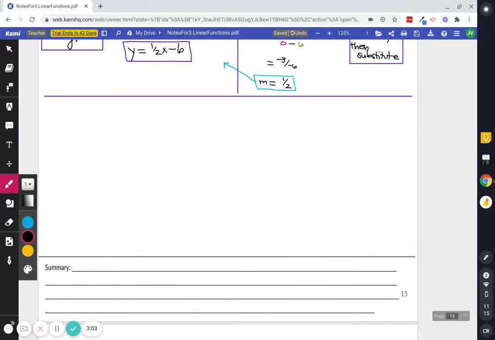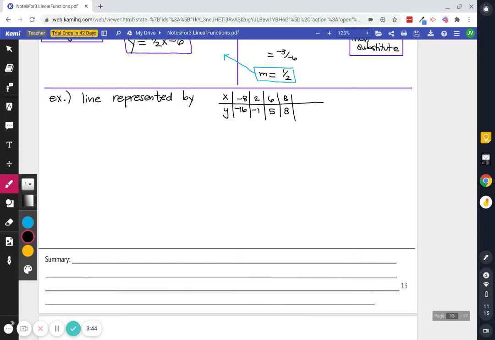Let's do one more example. This is a new one, right? This is one that's going to be a little bit different, a little bit different starting point. I want you to tell me about the line represented by this table. So I'm just setting up the table right now.